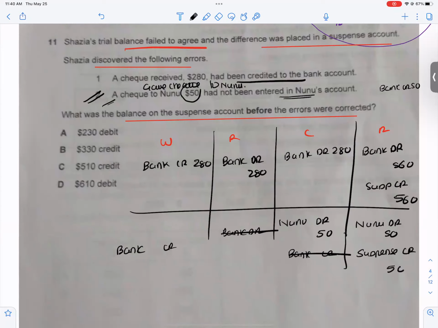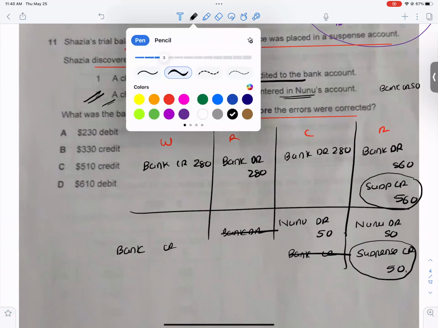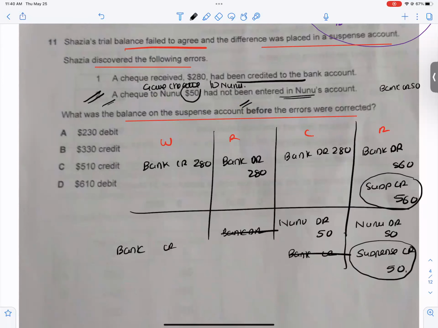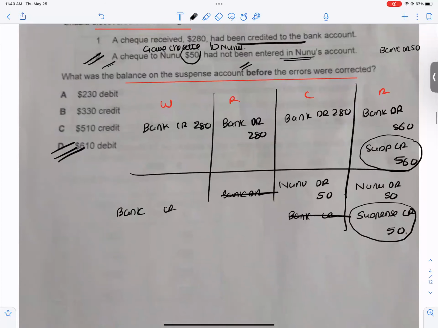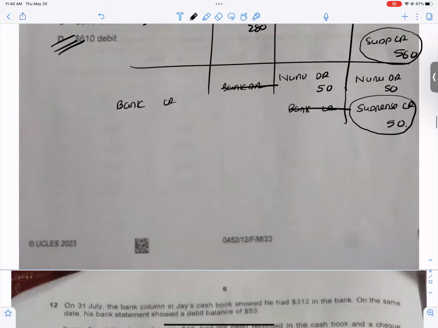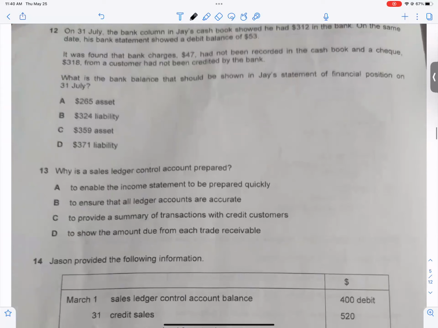So what was the balance of suspense account before this error? The balance of suspense account would be the addition of these two, 610. So 610 debit or credit? Credit. Okay, fine. Can we go ahead? Next one.